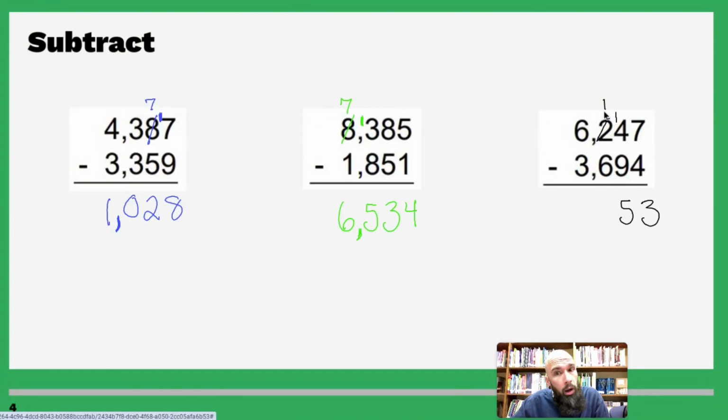Ooh, another one. 1 minus 6, can't do it. Borrow 1 from 6 and make it 5. Make the 1 an 11, and now we have 11 minus 6, which is 5. So sometimes we borrow more than once. Crazy. 2 minus 3 is 2. 2,553. Don't forget your comma.